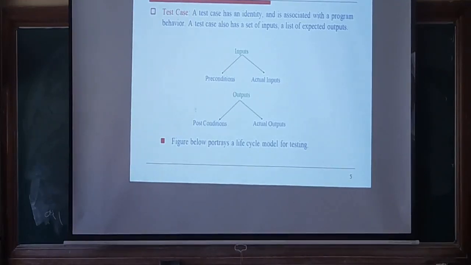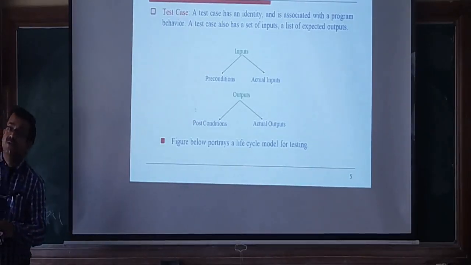A test case also has a set of inputs and a list of expected outputs. The test case has a set of inputs which should be given to identify the correct execution or failure of the test. So we must provide a set of inputs, and we judge the output against some expected output. That is why the list of expected output is also required.